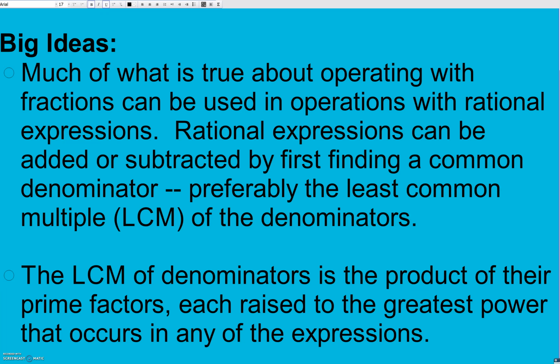It doesn't have to be the LCM, but that's going to make it a lot easier when we're dealing with rational expressions. When we dealt with regular fractions, it wasn't necessarily so hard at the end to simplify. With rational expressions, a lot of times it is going to be a lot more difficult to pick out those factors. So we want to use the least common multiple of the denominators, or our least common denominator, whenever we can. The LCM of denominators is the product of their prime factors, each raised to the greatest power that occurs in any of the expressions.